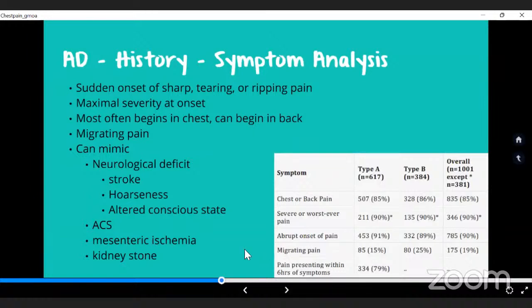And they can present with mesenteric ischemia. They can present like a kidney stone as well. So it is very rare, but you should not miss this condition, which means you need to know how they present and what the features of aortic dissection are.